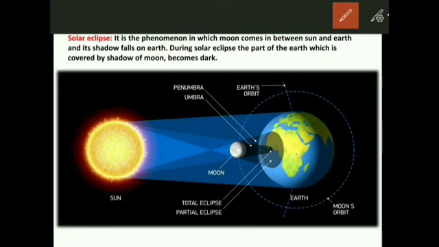So where can you find the completely dark region? In umbra. Where can you find the partially dark region? In penumbra. If you have any problem, it is on page number 75. You can check in your book. Now this diagram is very, very important.